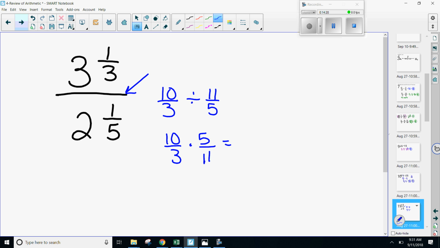Does anything cancel? You have to change it to multiplication before you reduce. Do not try to reduce right there first. You have to have it as a multiplication problem first. So you're taking 10 times 5 over 3 times 11. Does anything reduce? No, so you end up with 50 over 33. 50 over 33.